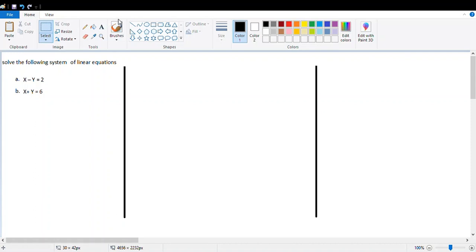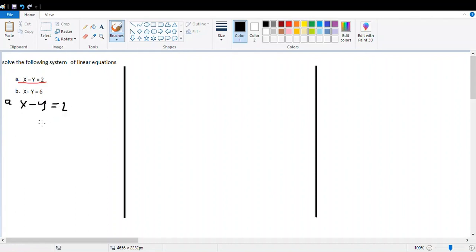Hello everybody. Today we are going to solve a system of linear equations by the graphing method. To solve by graphing method, we have to graph each equation. Then to graph each equation, we have to isolate one variable. Usually in math, we isolate y. Let's start with the first equation, that is equation A. Equation A is x minus y equals 2.